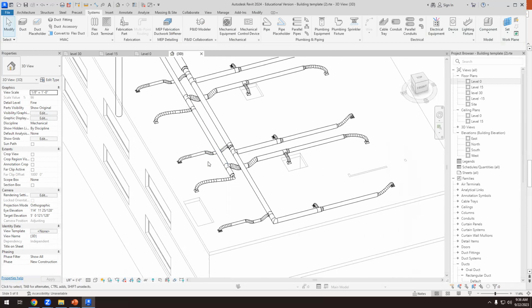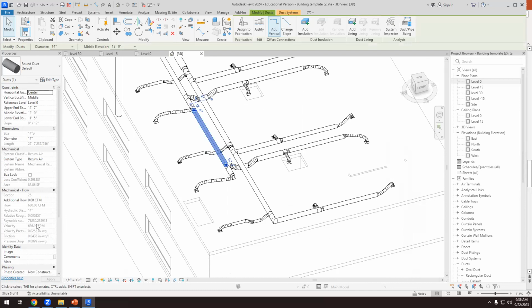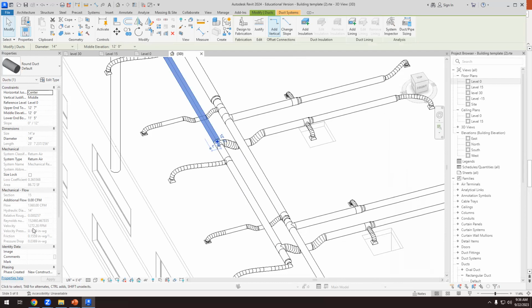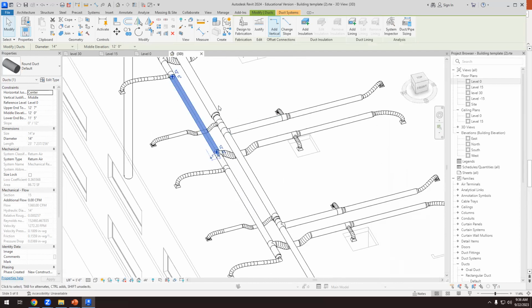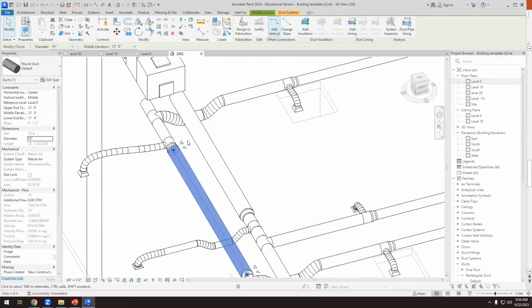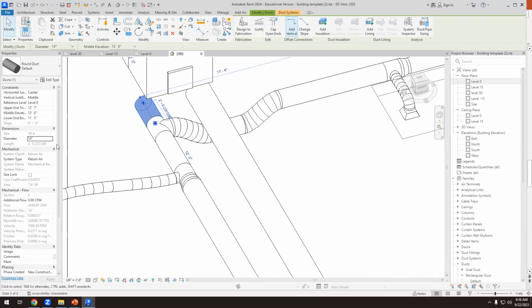The return, okay, so this velocity is 600, that's good. This one, it's 1200, too much. So I think this has to be 16. So I'm typing 16 here. And now I will have the same issues with the reduction there. Okay, so I'm going to make this 20.